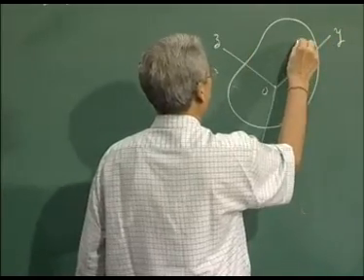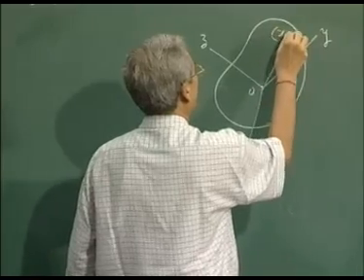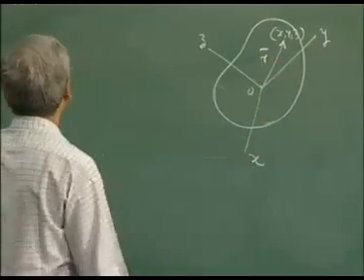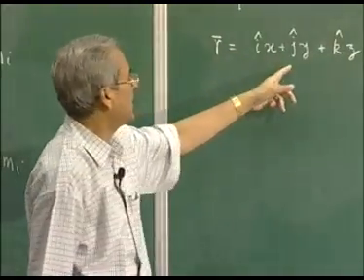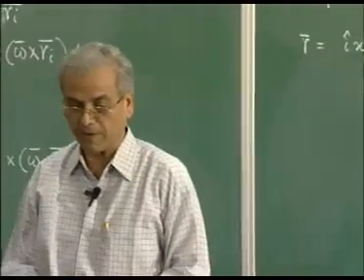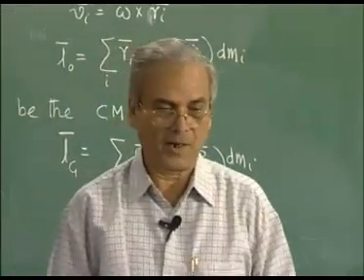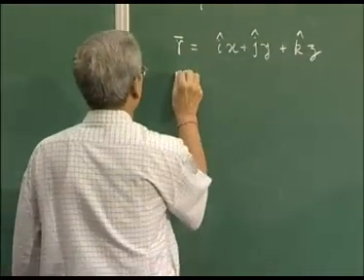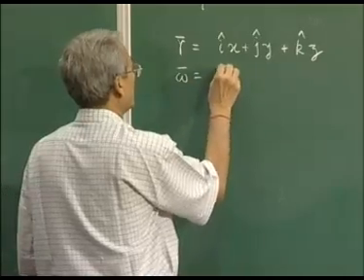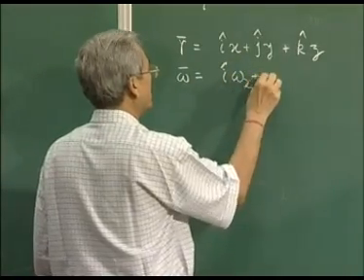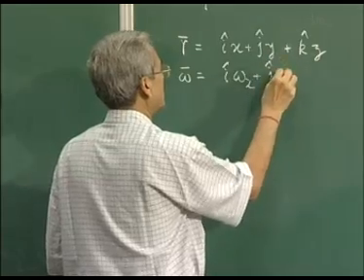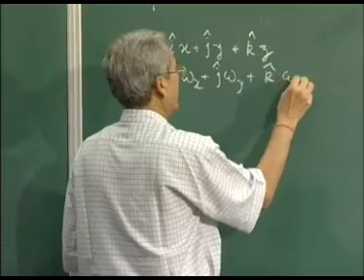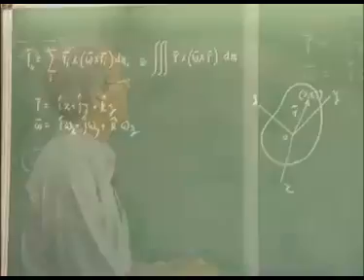So, for any point, its location will be x, y, z, and the vector r will be given by this, where i hat, j hat, k hat are nothing but the unit vectors along the axes x, y, and z respectively. Similarly, vector omega will also be expressed in terms of three components: omega x, omega y, and omega z.